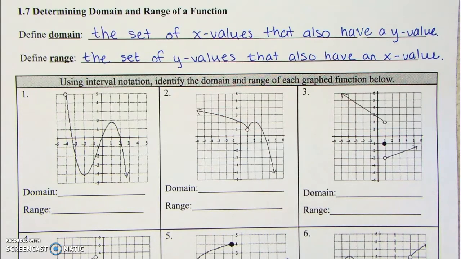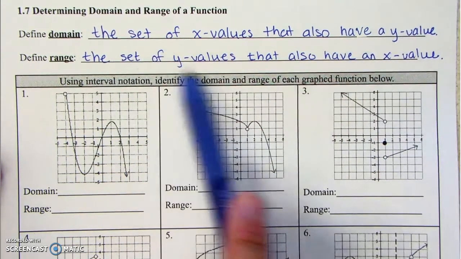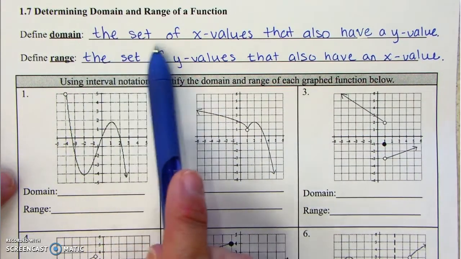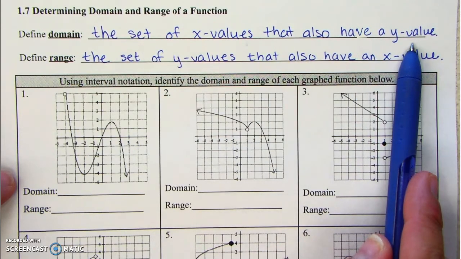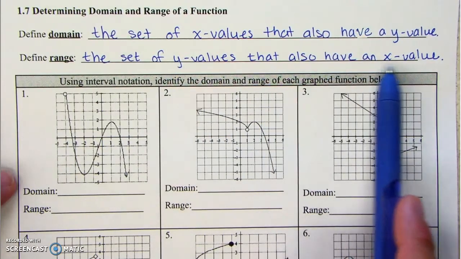Okay, we've been talking about domain and range for a few days now, but this whole lesson is really practicing domain and range given a graph or given an equation. So can you guys copy that down and pause if you have to? But the domain is going to be the set of all x values that also have a y value, and the range is the set of all y values that also have an x value.